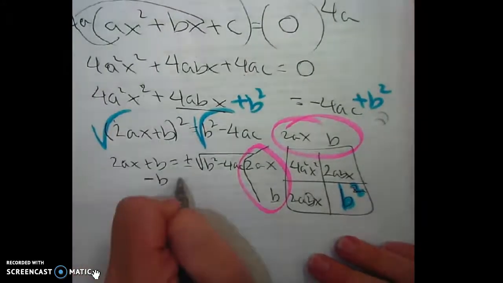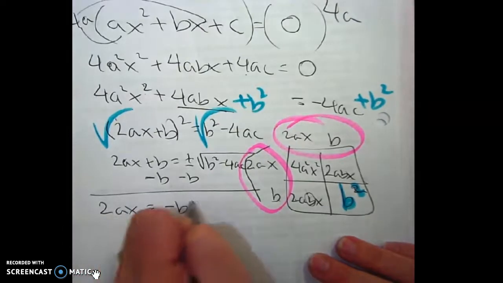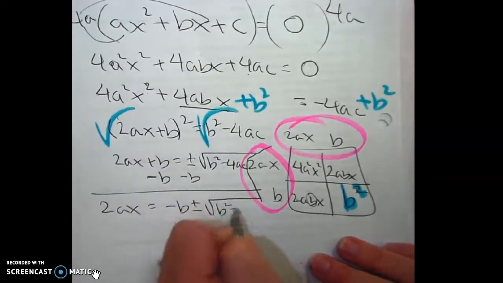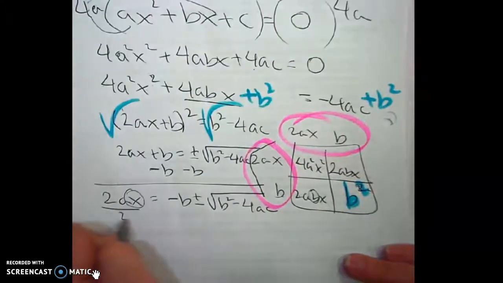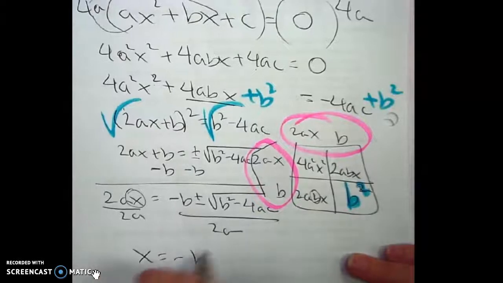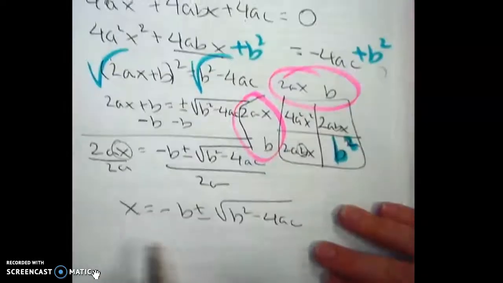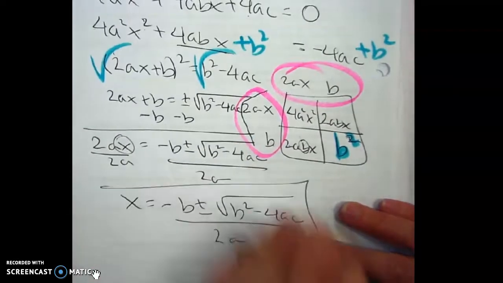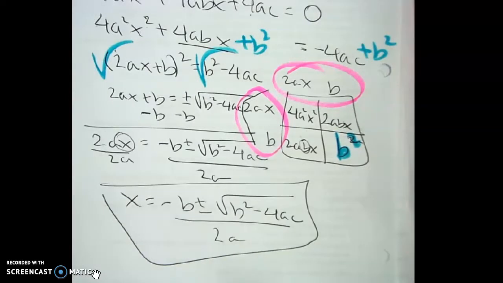Okay? And then the next thing you can do is subtract b. So now I'm left with 2ax equals negative b plus or minus the square root of b squared minus 4ac. Now in order to get the x by itself, I divide by 2a, divide by 2a, boom. X equals negative b plus or minus the square root of b squared minus 4ac, all divided by 2a. And that is how the quadratic formula was created from completing the square.